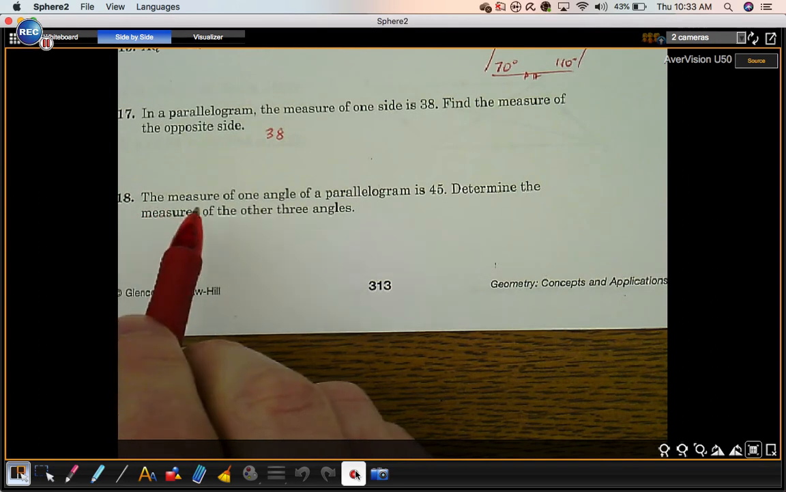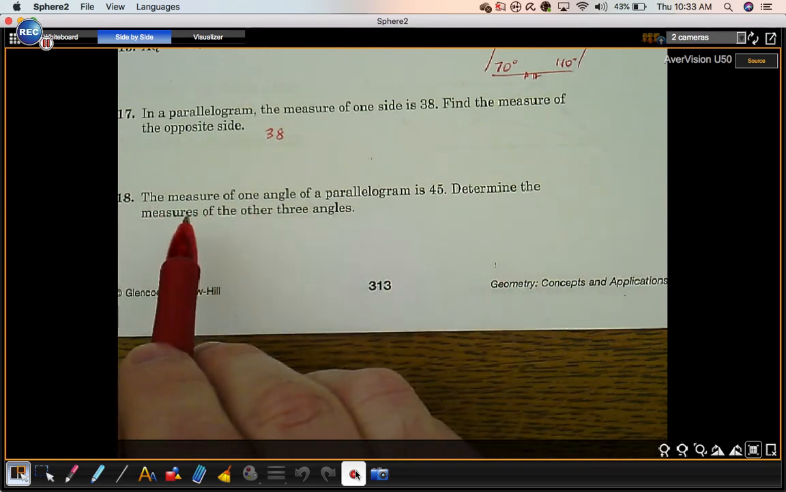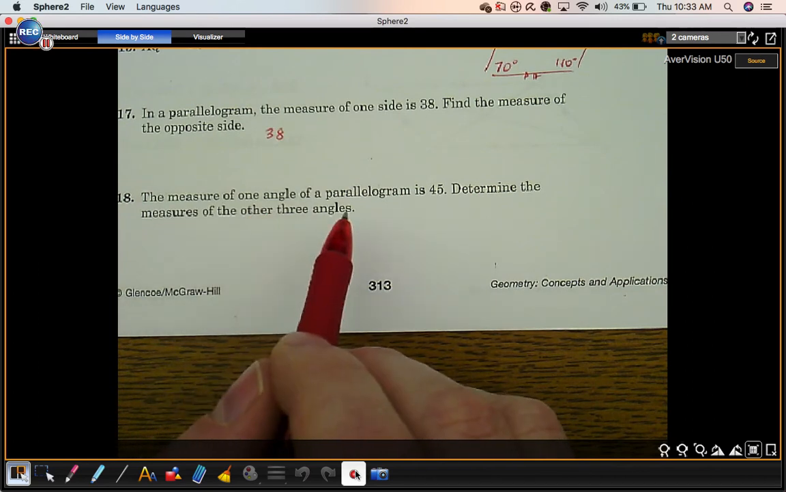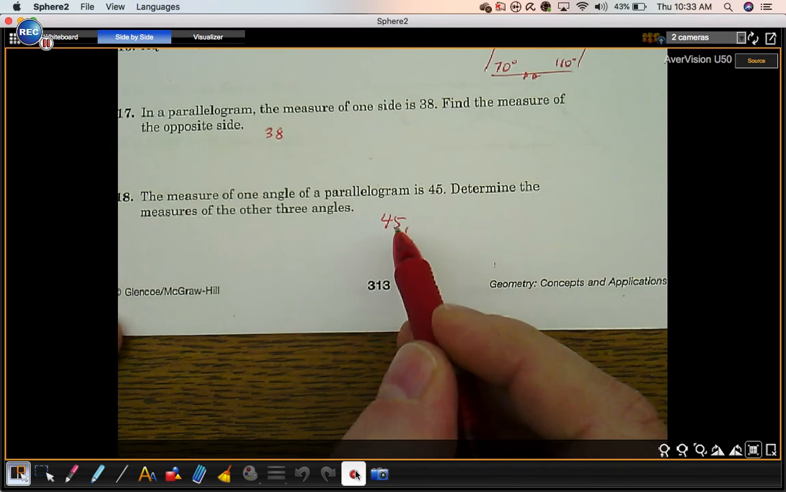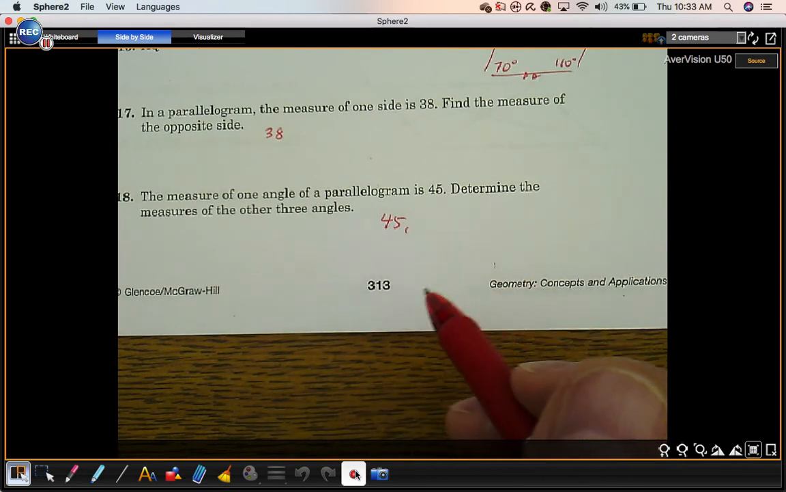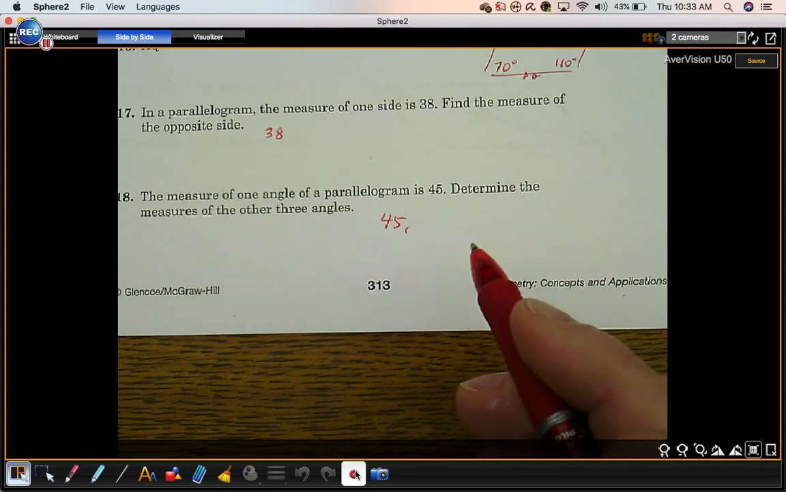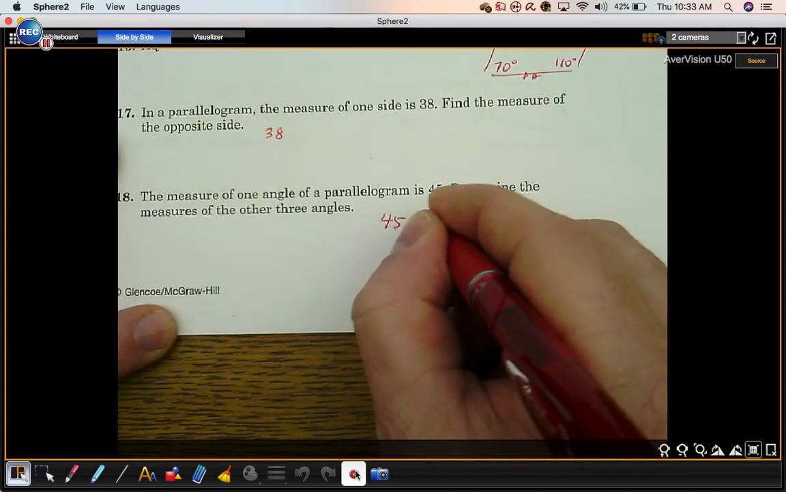Number 18, the measure of one angle of a parallelogram is 45. Determine the measures of the other three angles. Well, we know one of them is going to be 45 degrees. It's opposite angle. Now, the angles that are adjacent to this one are not going to be 45, but they're going to be supplementary to it. So 180 minus 45 gives you 135.